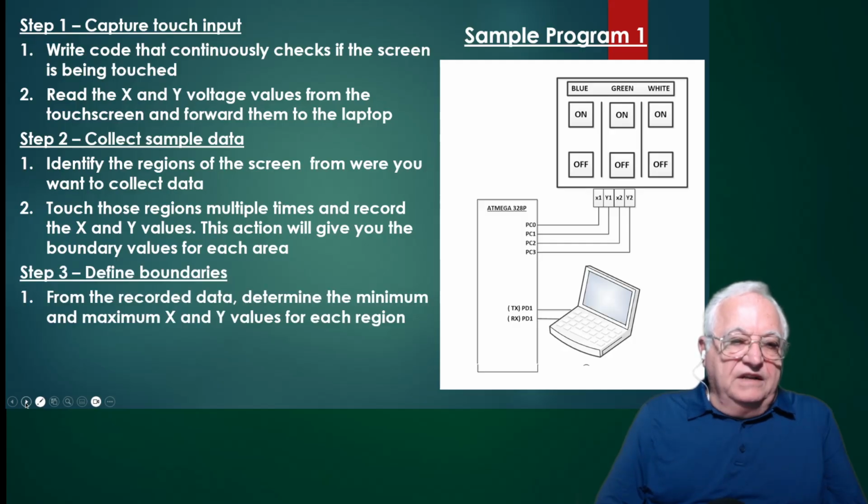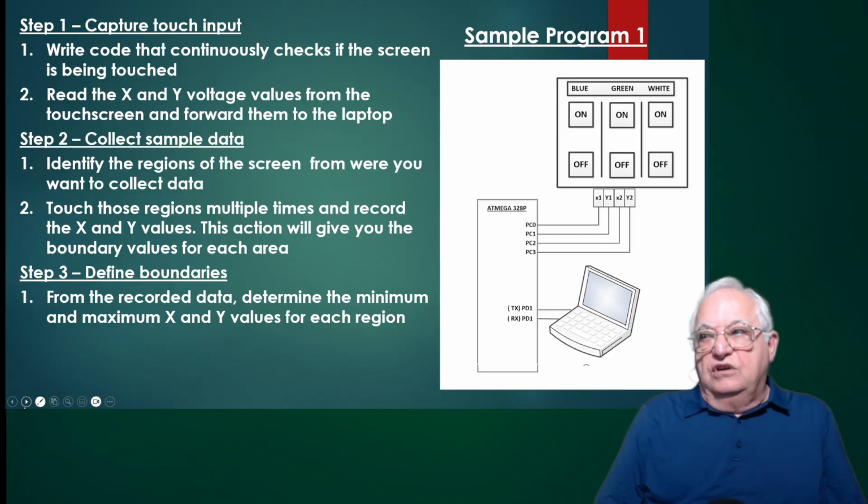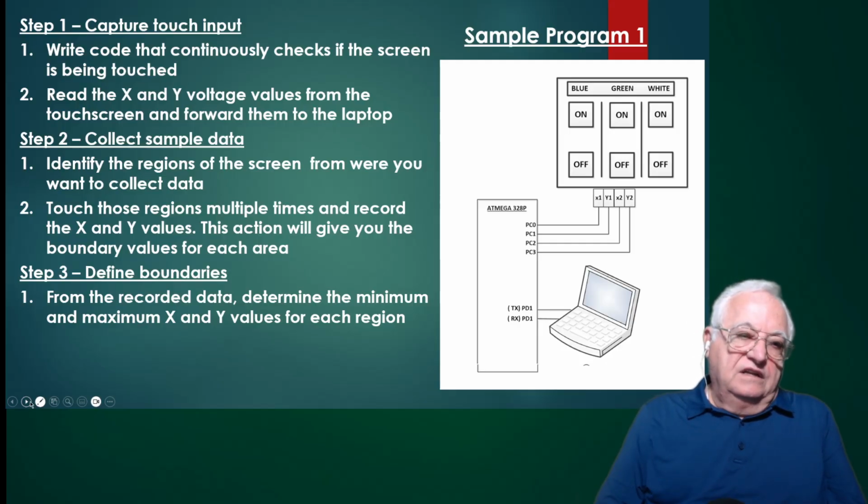Step 3, define the boundaries. From the recorded data, determine the minimum and maximum X and Y values for each of the regions. So when we get the data, let's figure out what the boundaries are. Let's do the analysis.